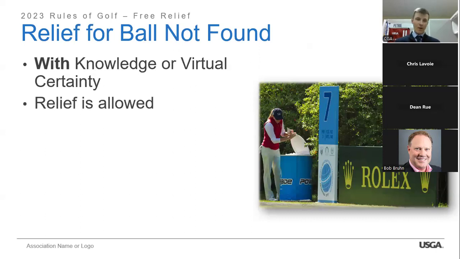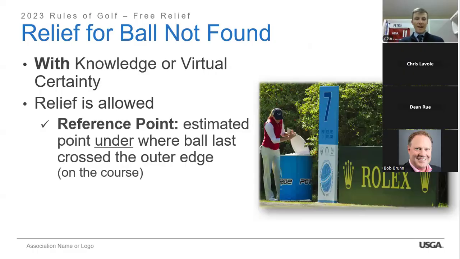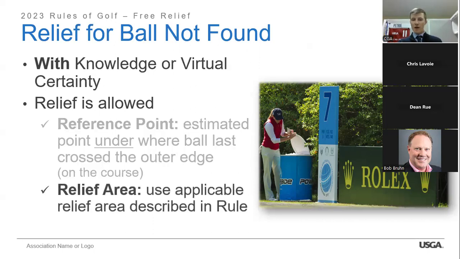In which case, relief is allowed. And we're going to estimate the point under where that ball last crossed the outer edge of that movable obstruction, or in this case, rubbish bin. And we're going to continue on. So I'll use this example on the right. Players hit it into this ice box. It's a movable obstruction. We're just going to estimate where that ball went from the general area into the ice box. And that's our reference point. And that's how we're going to make our relief area.